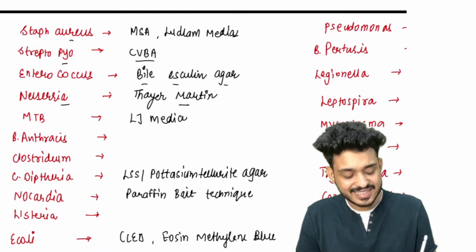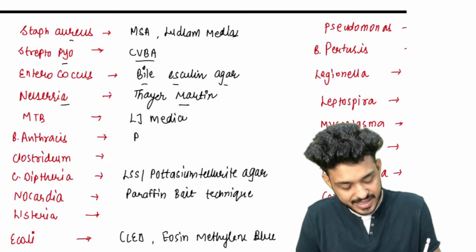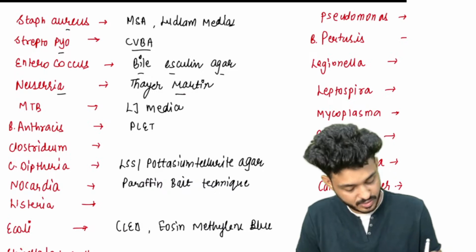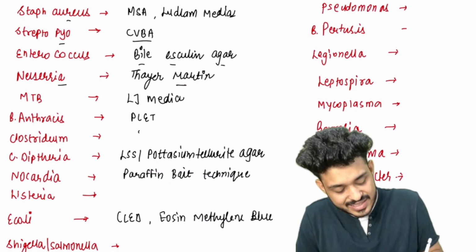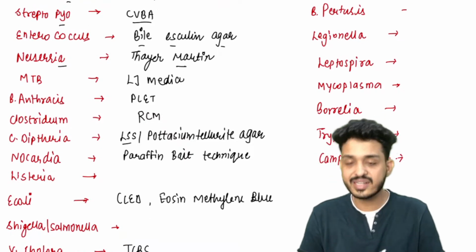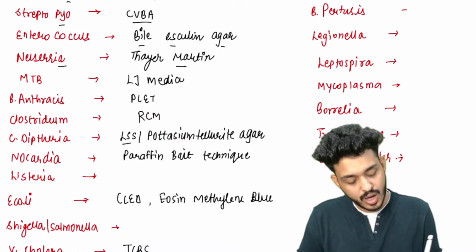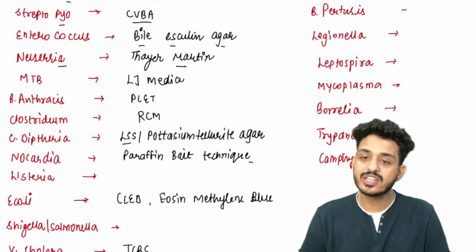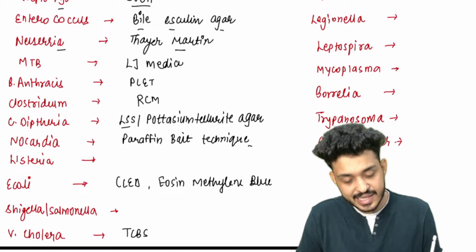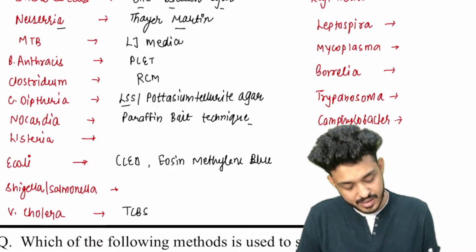Okay, for Bacillus anthracis, which media do we use? That is your PLET, that is your plate. I will be telling you the mnemonics. Okay, Clostridium we have already seen, that is your Robertson cooked meat media. Diphtheria you have already seen, that is LSS. Nocardia, we are using a technique known as the paraffin bed technique. Paraffin bed technique. Okay, for Listeria, which one do we use? Try to answer till then.